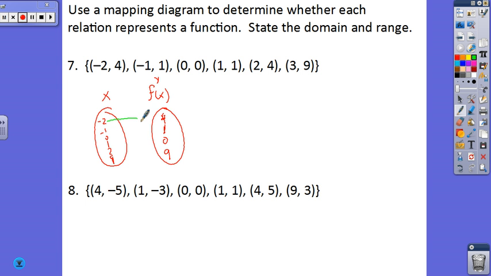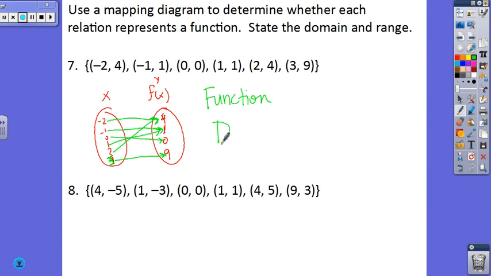Then I can map them. Negative 2 is paired with 4, negative 1 is paired with 1, 0 with 0, 1 also with 1, 2 also with 4, and 3 is paired with 9. Sorry, this should be a 3. Alright, this one does represent a function.